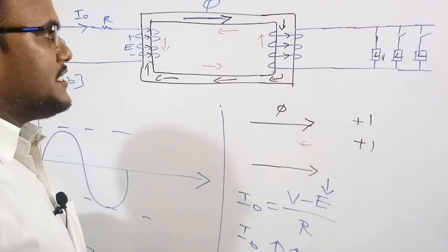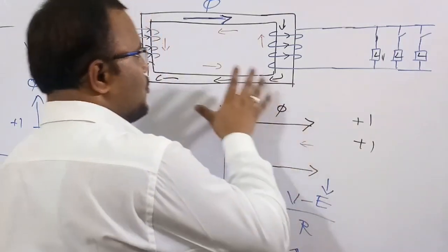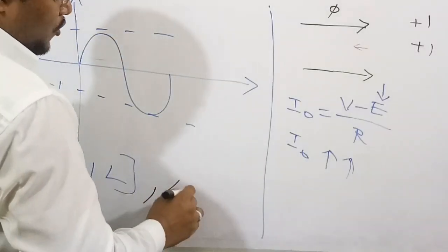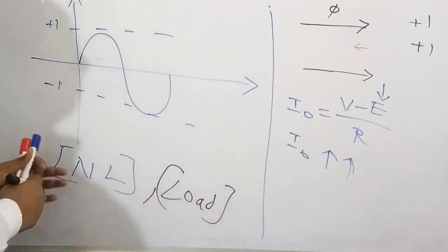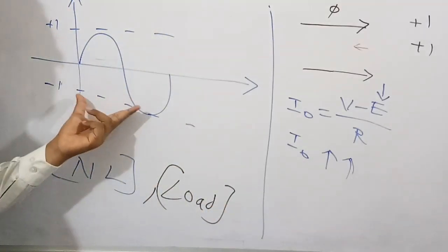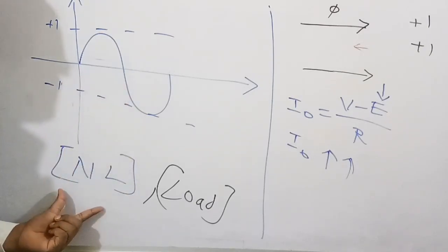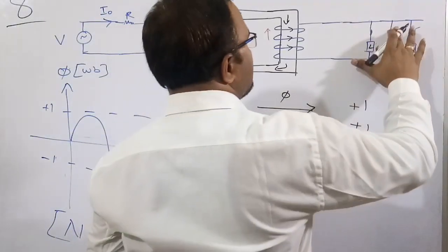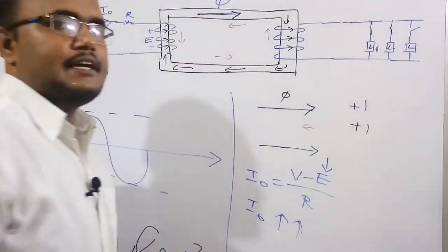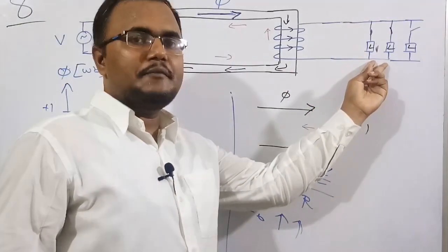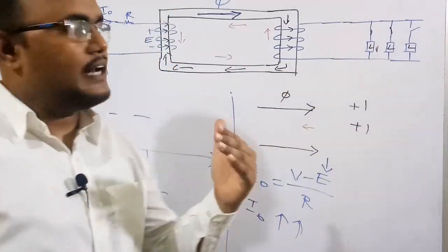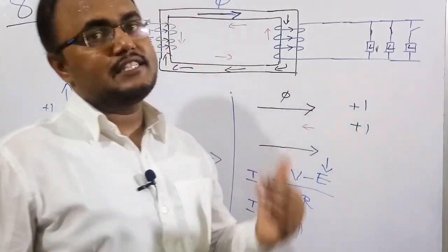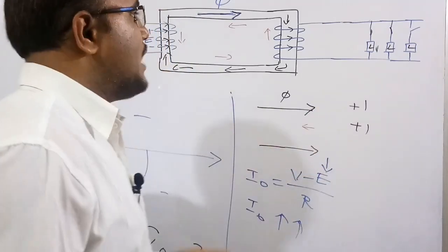So the flux in the core will become the same again, the same curve, even at no load and also at the loaded condition. So the flux equation will always be the same at no load and at load. Suppose I am going to keep another load. When these two loads are in parallel, the net resistance will decrease. Whenever the resistance decreases, the current will increase.